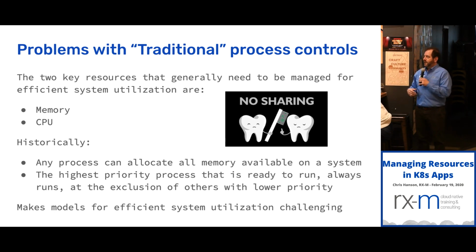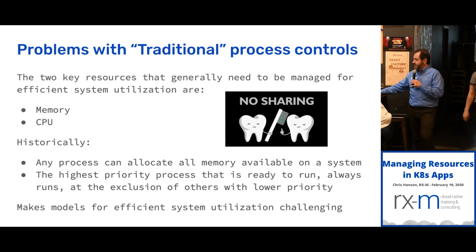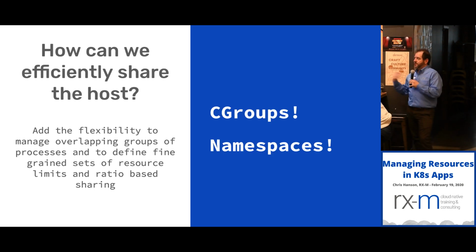And so we want to make our applications all be nice neighbors to each other, right? And so the way to do that is through C groups and namespaces, right? So we want to efficiently share the host. We've got to have this flexibility not to have this overlapping use of resources.